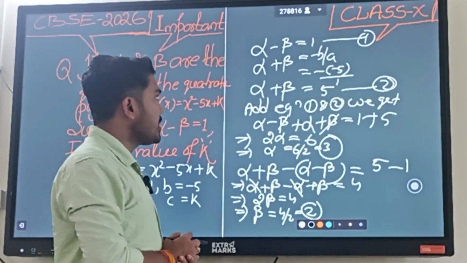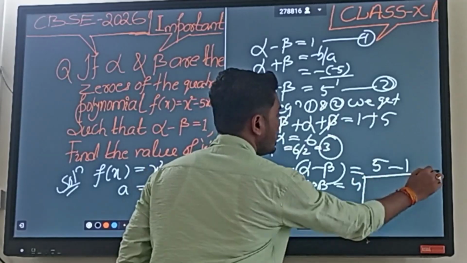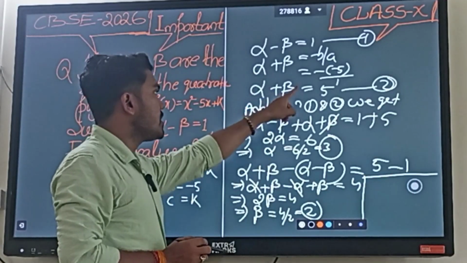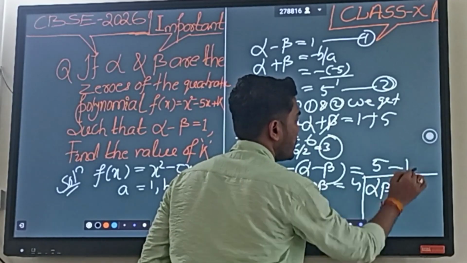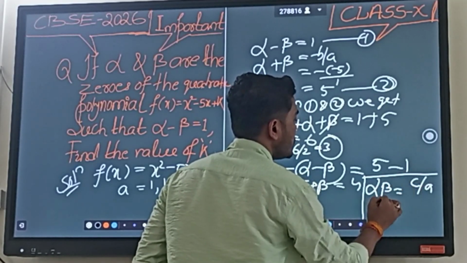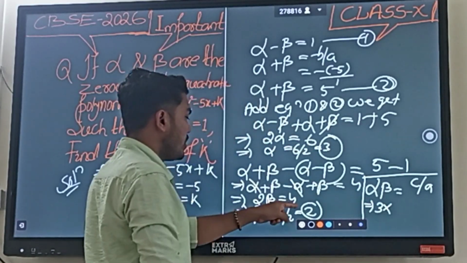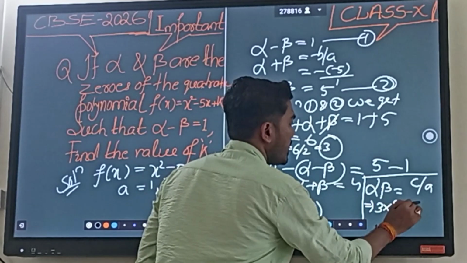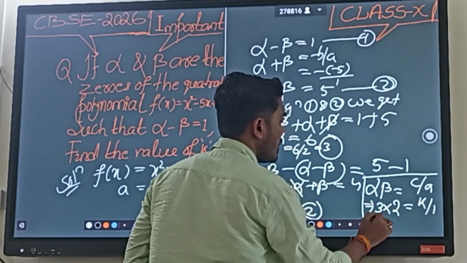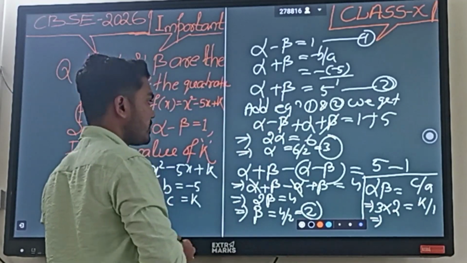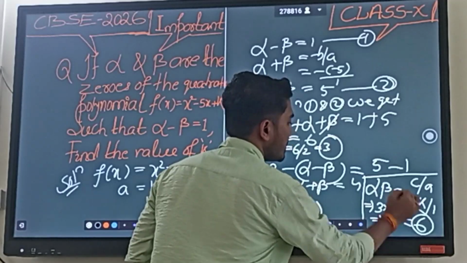Okay, so now you have to find out the value of k. As you know the relations between the coefficients and the zeros, you got alpha plus beta equal to 5, and alpha times beta, students, is equal to c by a. The alpha value is 3, and the beta value you got is 2. So c by a, where c is k, so here k is equal to 3 times 2, which is 6. That is the correct answer.